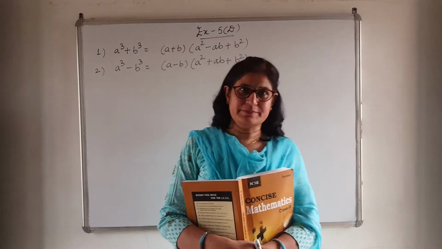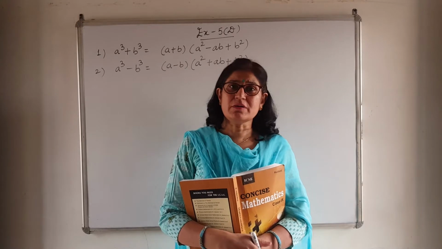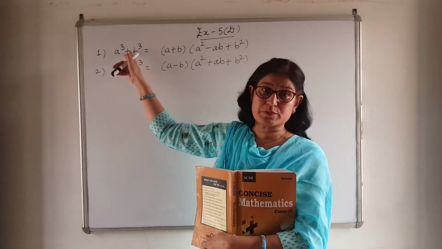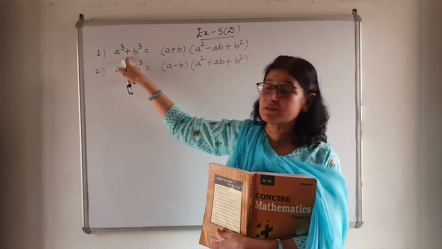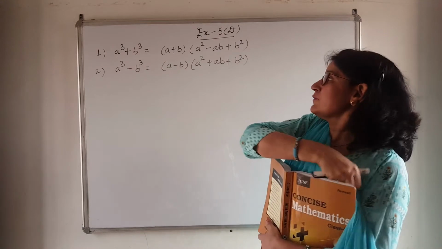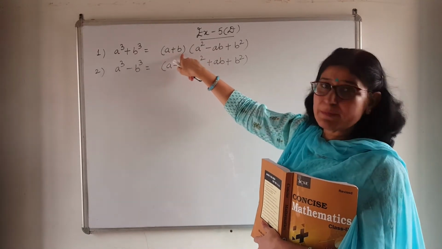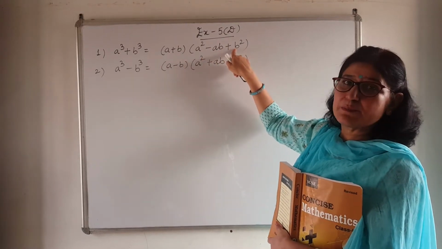Hello 9th standard. Today we will revise exercise 5D, which is based on factorization of two terms in cubes. If any of the two terms are in cubes and they are in plus, then how to factorize them? We will take them as sum of the terms, means the first factor a plus b, the second one a square minus ab plus b square.